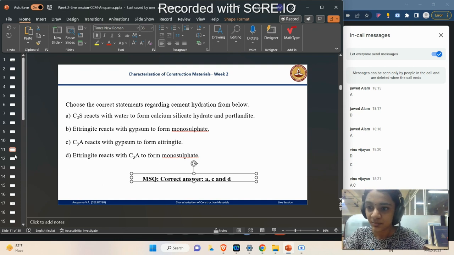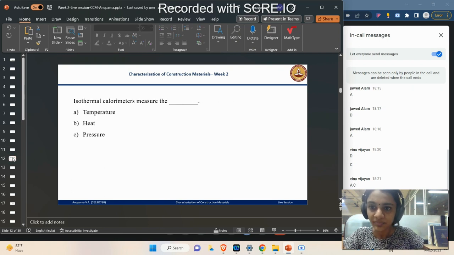Okay, let's move to the next question. It's also related to calorimetry now. Isothermal calorimeters measure dash. This seems to be a very easy question, but read carefully. Isothermal calorimeters measure temperature, heat, or pressure. Option A is temperature, B is heat, C is pressure.